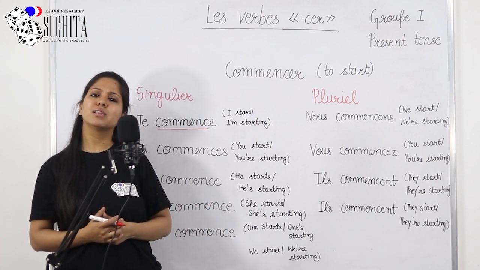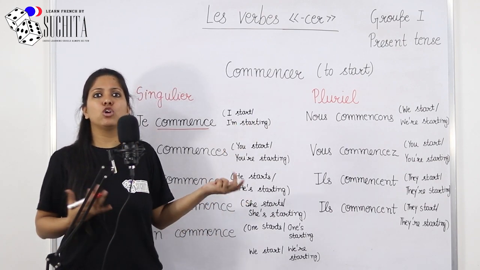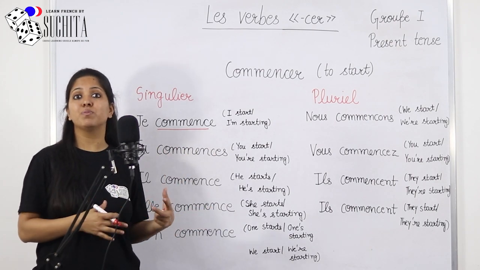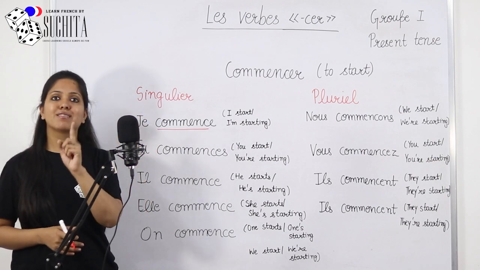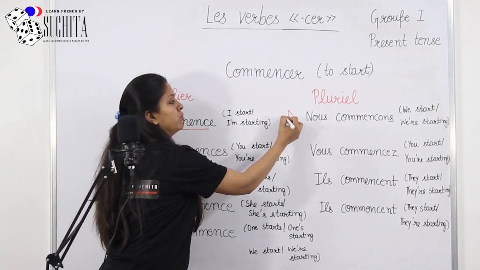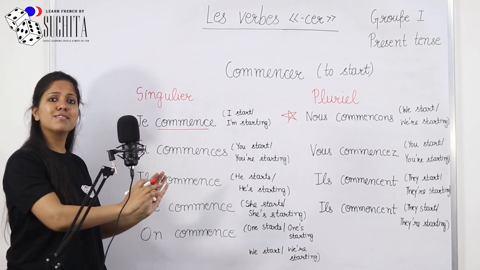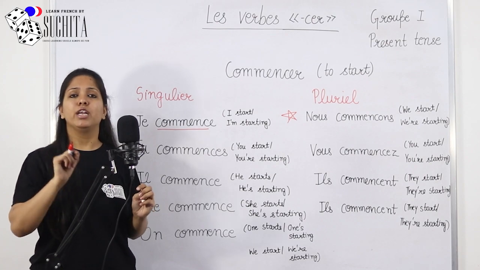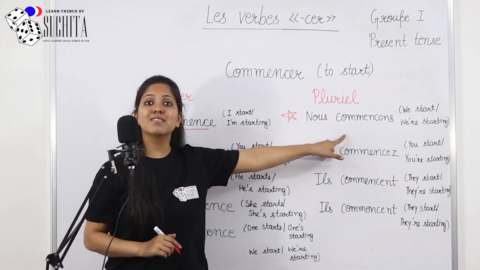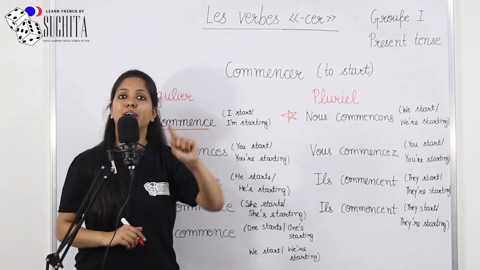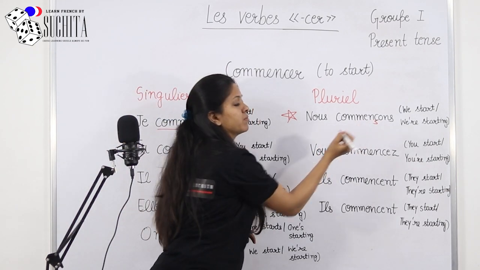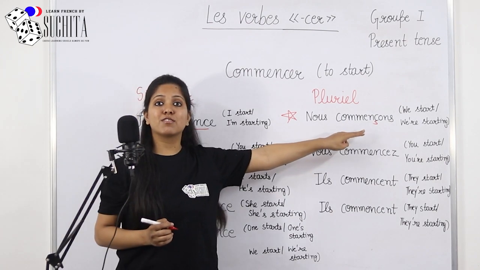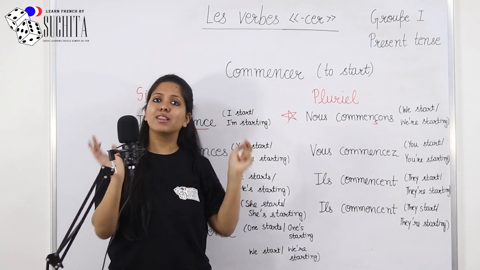Now you must be thinking that it looks like a normal ER verb only. So why are we doing it as a special category of ER verbs, which is CER verbs? The exception lies in the case of nous. In all other cases, it will go exactly like ER verbs. What happens in the case of nous? This is right now incorrectly written. The correction over here is you need to put this accent cédille in case of CER verbs, in all the CER verbs.